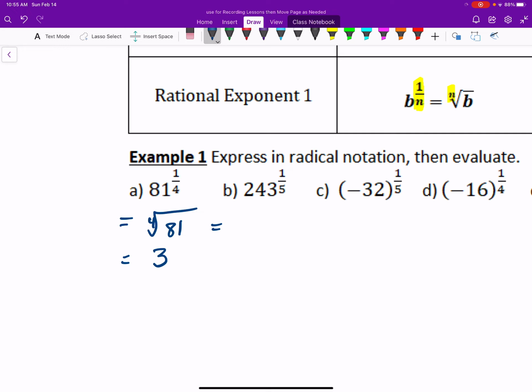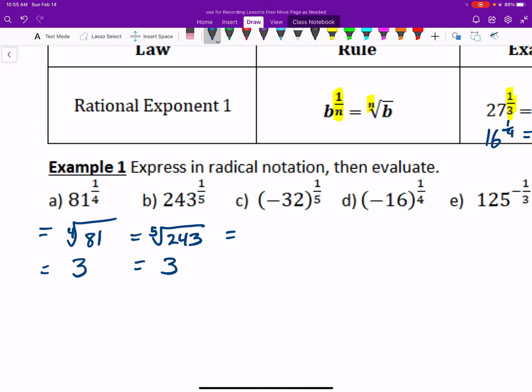This one means take the fifth root of 243, a number that can be multiplied by itself 5 times to equal 243. Pretty sure that is also 3, because 3 times 81 would be 243. You can double check that on your calculator. This one means take the fifth root of negative 32.